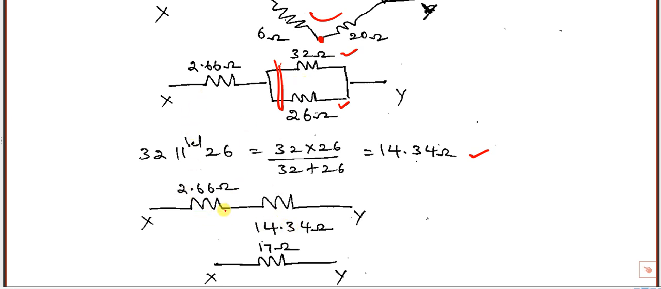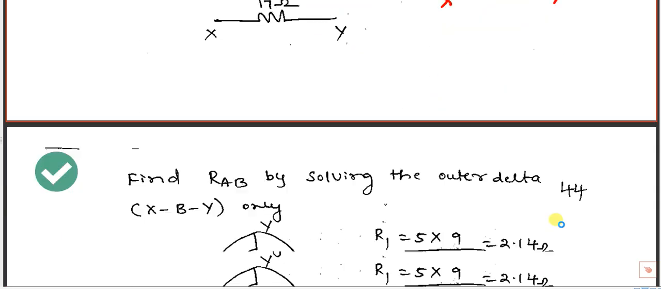So 2.6 is in series with 14.34. If I add 2.6 and 14.6, the answer is 17 ohm. So the last answer is 17 ohm. Between x and y, we have 17 ohms.